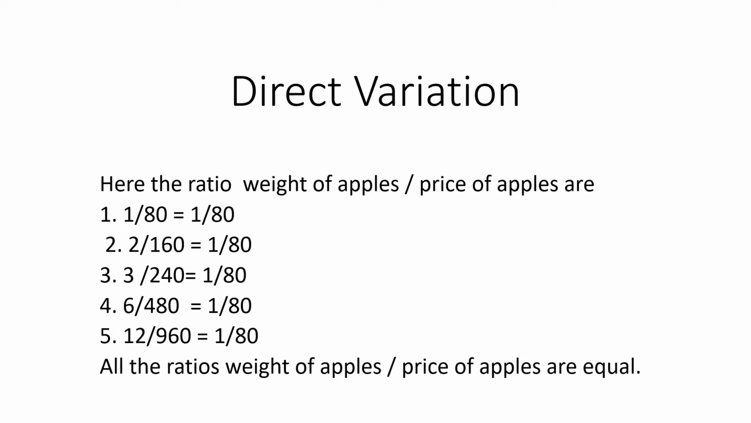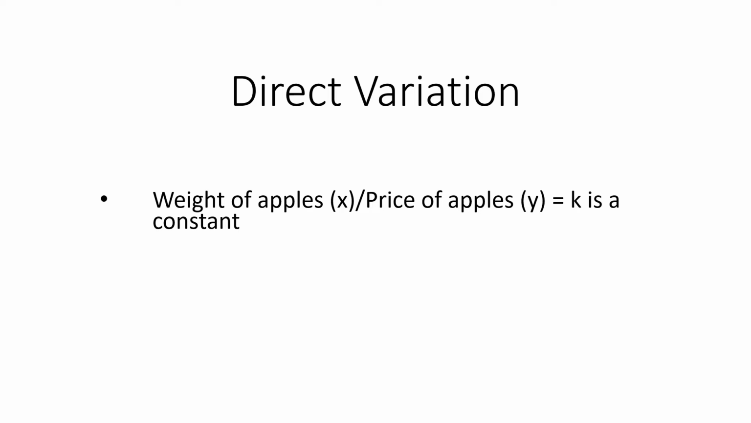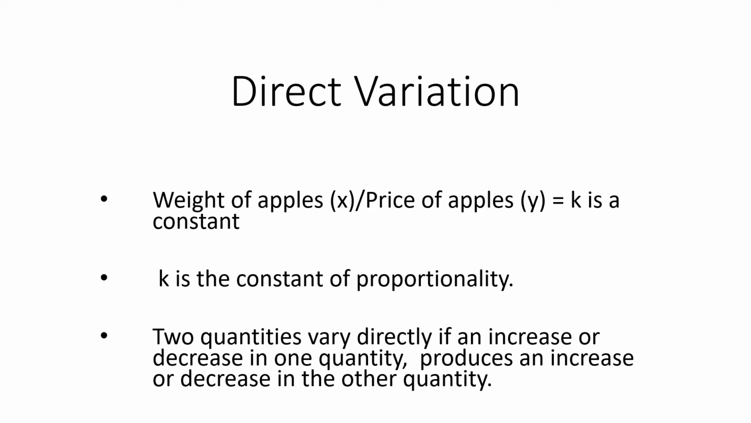Now, in all these 5 cases, the ratios of weight of apples to price of apples are equal. If we consider the weight of apples as X and the price of apples as Y, then the ratio X upon Y is a constant quantity which we name as K. K is the constant of proportionality. Two quantities vary directly if an increase or decrease in one quantity produces an increase or decrease in the other quantity.